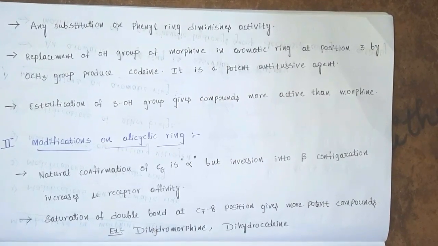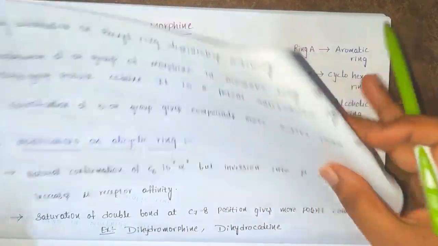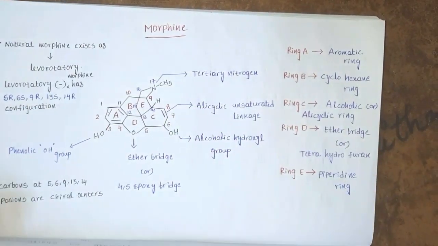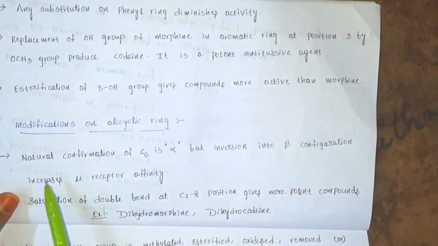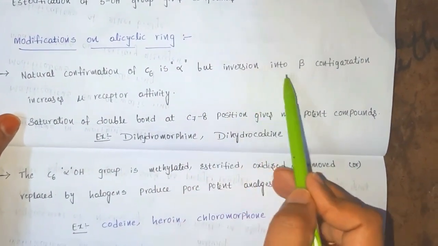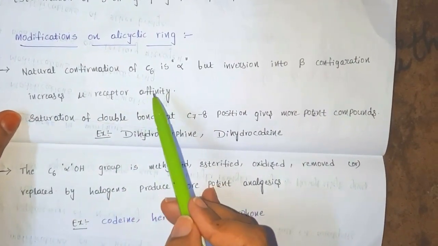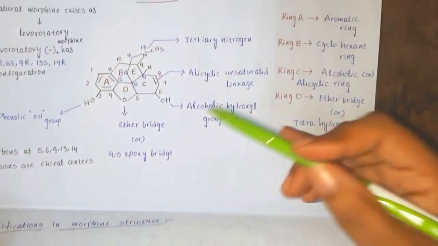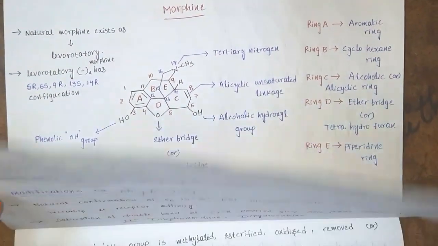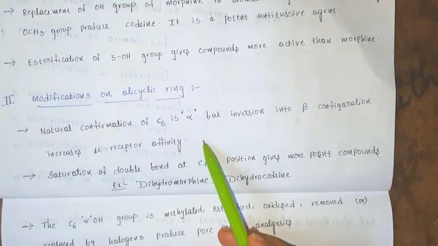Next, the second modification, on the alicyclic ring, that is ring C. The natural conformation of the C6 group is alpha, but inversion into the beta configuration increases mu receptor affinity. This OH group is always in the alpha configuration. If it is inverted from the alpha configuration, it increases mu receptor affinity.